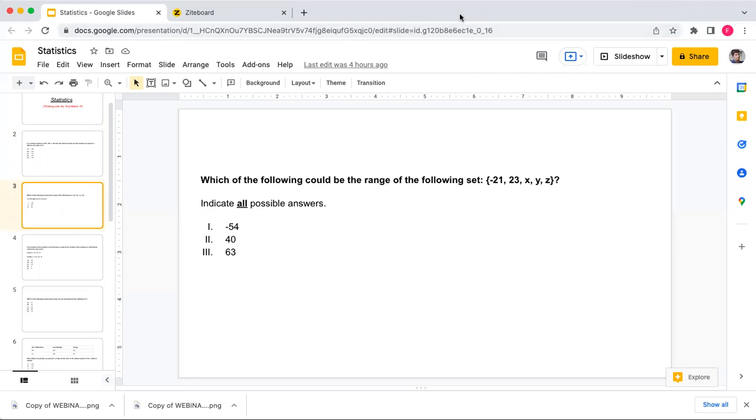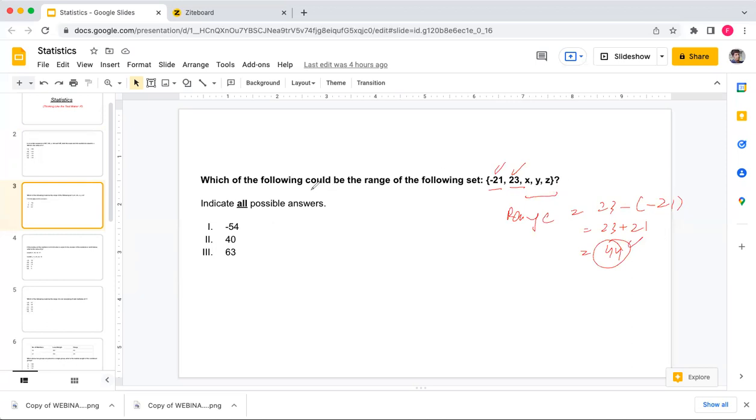Try this question, just be quick. What is the answer to this question? You already have 23 and minus 21. So if you consider this as the maximum and this as the minimum, what is the range? The range will be 23 minus (minus 21), which is 23 plus 21, that is 44, right? So the minimum range could be 44. And based on the values of x, y, and z, we cannot tell.